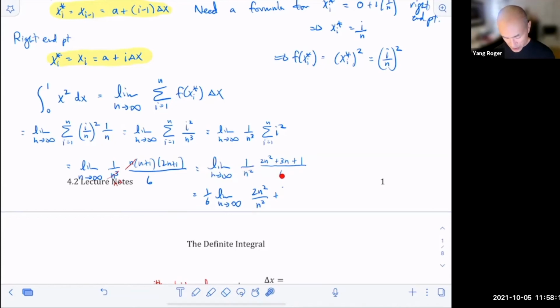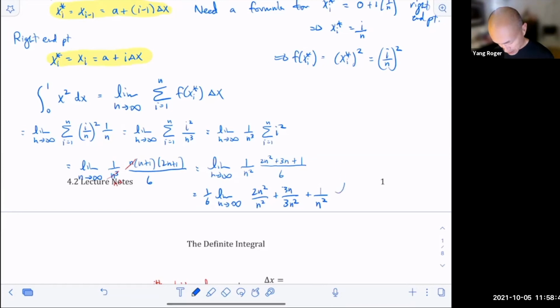So when you have an n squared in the denominator, I can split this into the sum of three things. So this is like 2n squared over n squared. This is like 3n over 3n squared. And then this is like 1 over n squared. Does that make sense to everybody? Are there any questions?